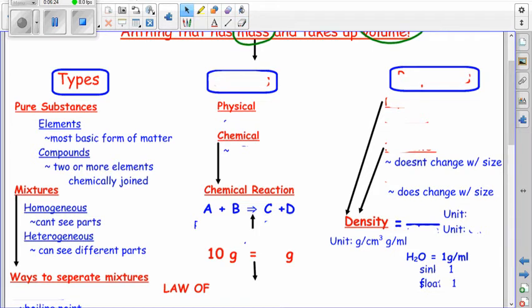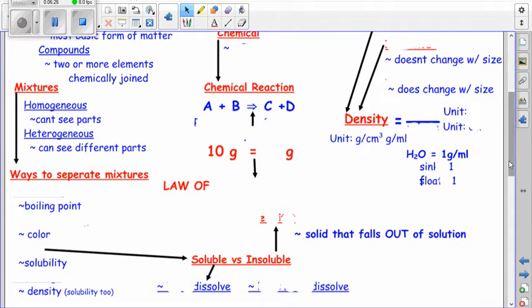Okay, so then we talked about mixtures. And since in mixtures the things aren't chemically bonded, they're just sort of in the same container. Okay? We should be able to separate those using various techniques.